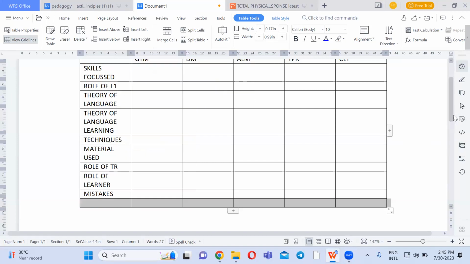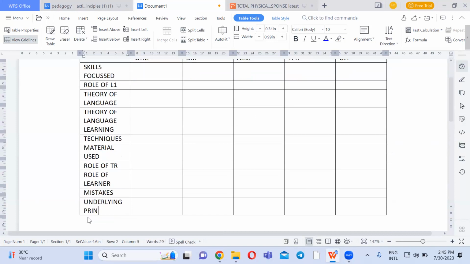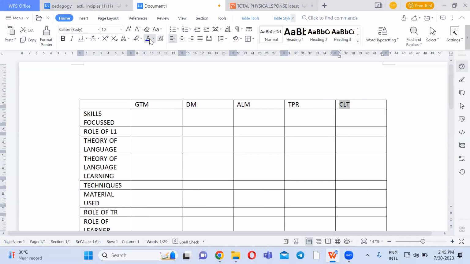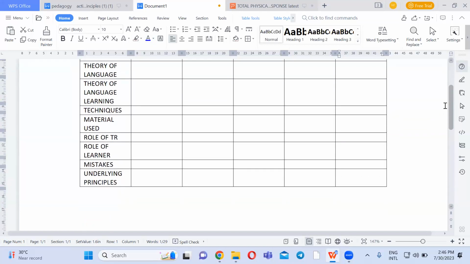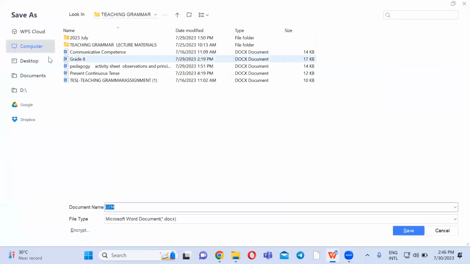Like that, you have to now put underlying principles. Some methods have underlying principles, in some underlying principles are not there. Likewise, you can actually complete this. You can think of GTM, you can think of direct method, you can think of TPR. CLT is yet to be done, so you don't have to worry about it. So can you complete something like that and bring it next day? It's a very good activity for you to actually study. Am I right?